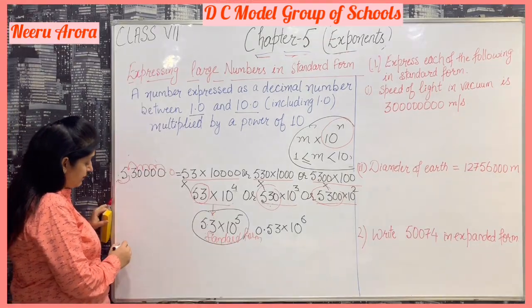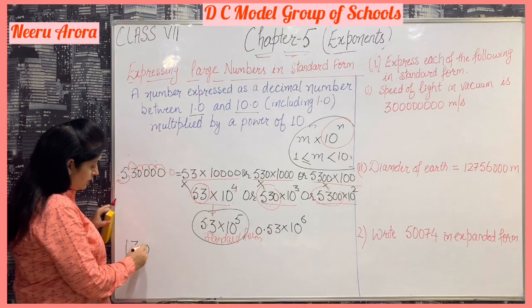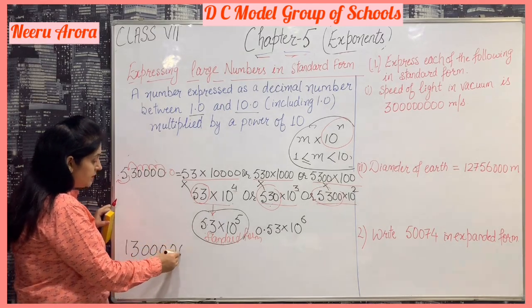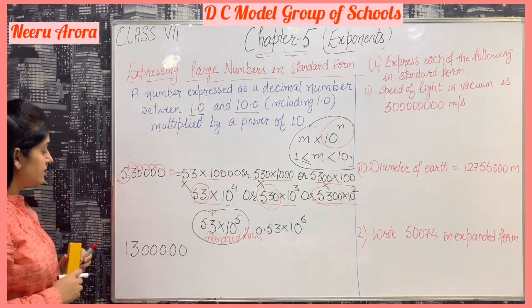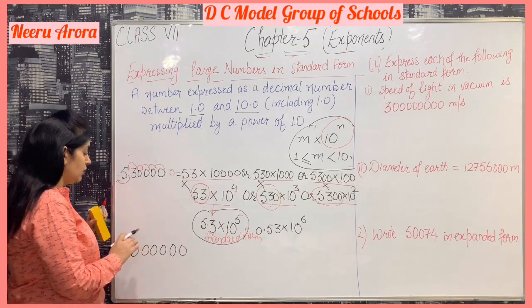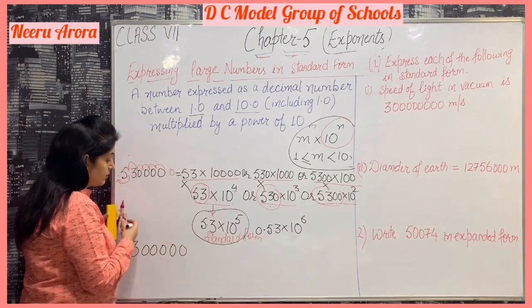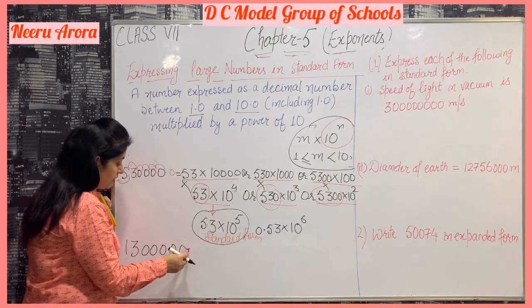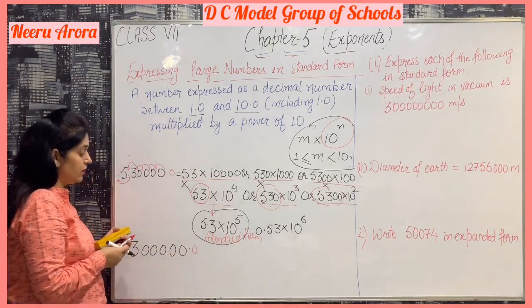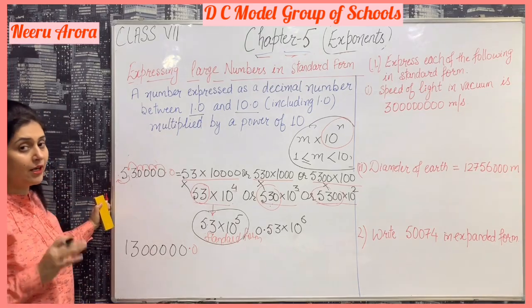Let's take one more example. Suppose this number is 13 lakh and I want to write it in standard form. First, I will see where the decimal is. We don't have a decimal, so I'll put the decimal here at the end of the number. Whenever we don't have a decimal, we put it at the end of the number.